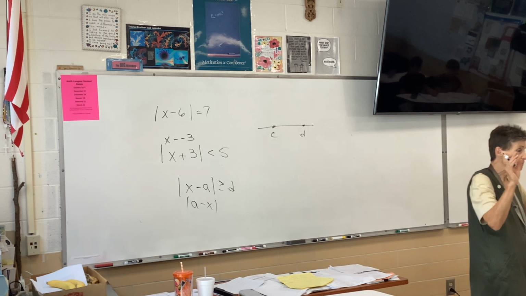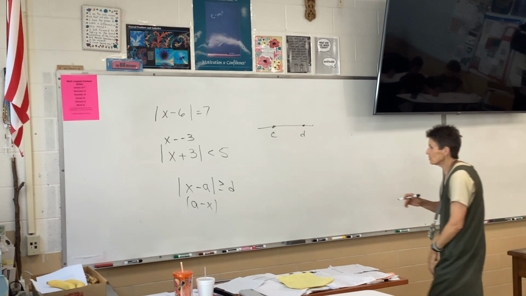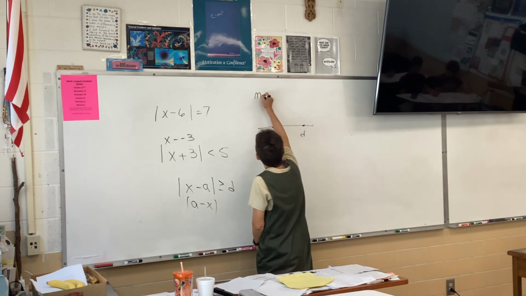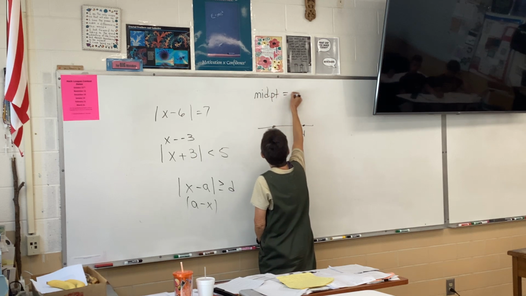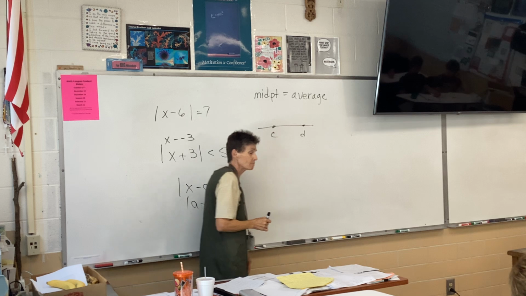I know there's a midpoint formula. When you tell me to add 2 things and divide by 2, what am I really doing? Your average. Averaging them. I want you guys, please get in the habit of thinking about midpoint as average.